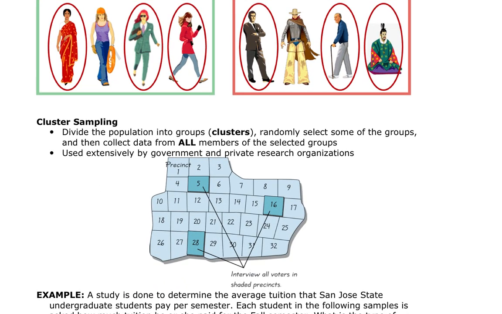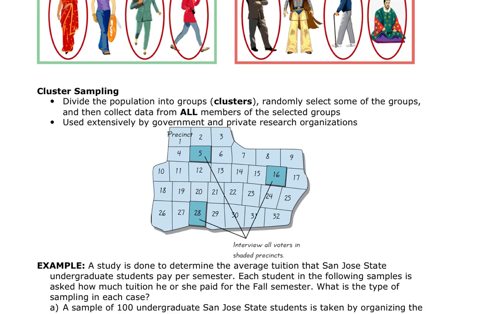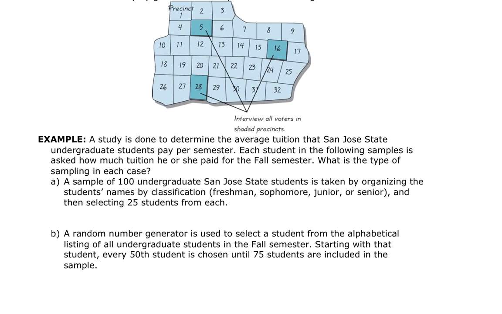And then there's cluster sampling, where we cluster them by location. You'll see a lot of that in government and private research organizations. So we're going to cluster them based on maybe location. So that's cluster sampling. In this example, we're going to decide what kind of sampling is in each case.